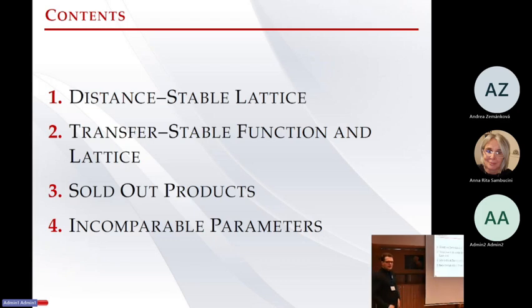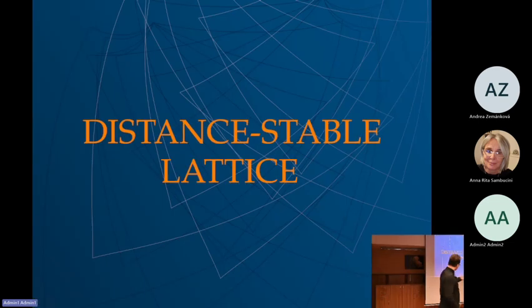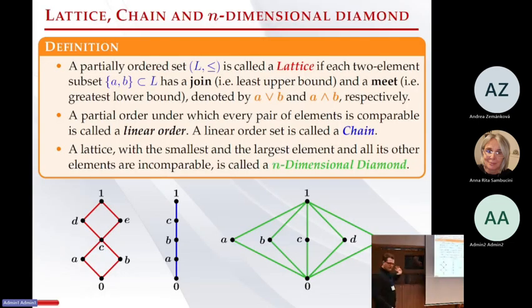Like I said, because of time, we very fast skip the introduction. So, lattices: the first one is a general lattice with the smallest and the greatest element, where for each 2 elements there exist a supremum and an infimum. Another is a chain, and another lattice is the so-called n-dimensional diamond. In this case, it's a 5 n-dimensional diamond, so all elements are incomparable.